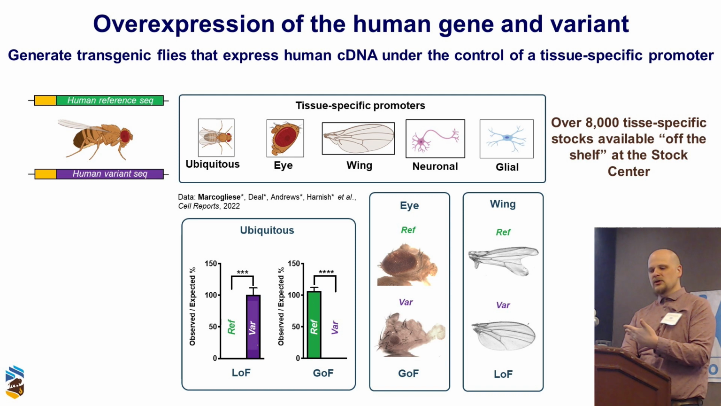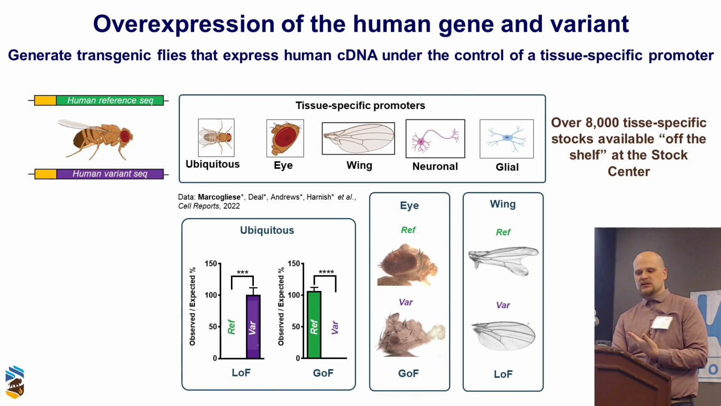This is when we use the eye and the wing of the fly because they're dispensable tissues. You can produce a fly that has no wings or has no eye, and they still come out of pupa. So here's a case where a variant causes problems in eye development, so it's likely acting as a gain of function. And here is an example where the reference of a particular gene is causing a wing margin loss, and the variant fails to cause that, so it's likely loss of function.